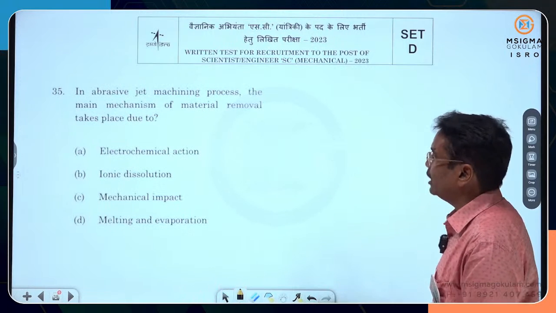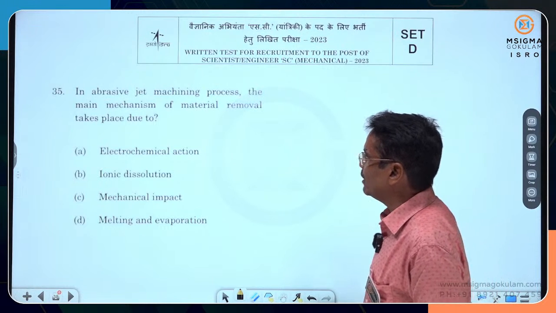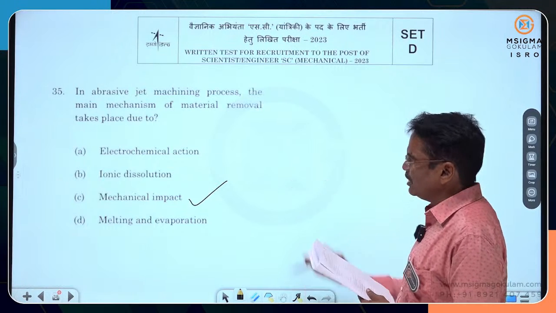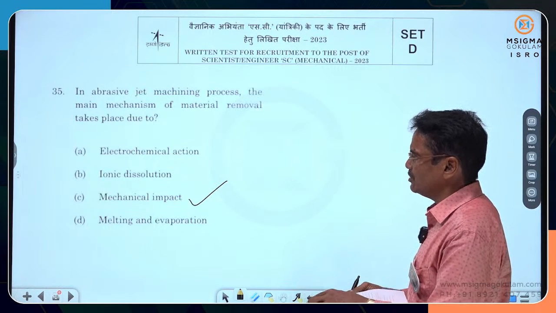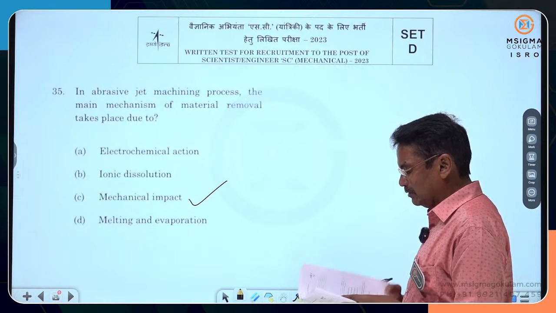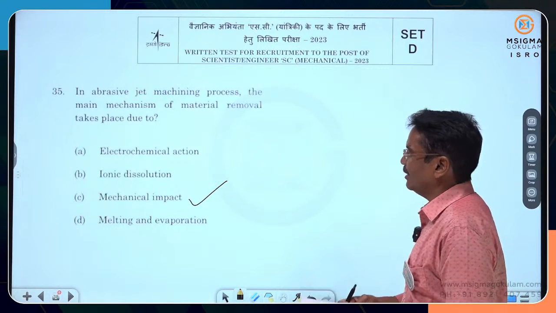In an abrasive jet machining, the main mechanism of material removal takes place due to mechanical impact. Just read that question and put the answer. Answer is C. Either too simple or rather too tough. The question paper was like that.